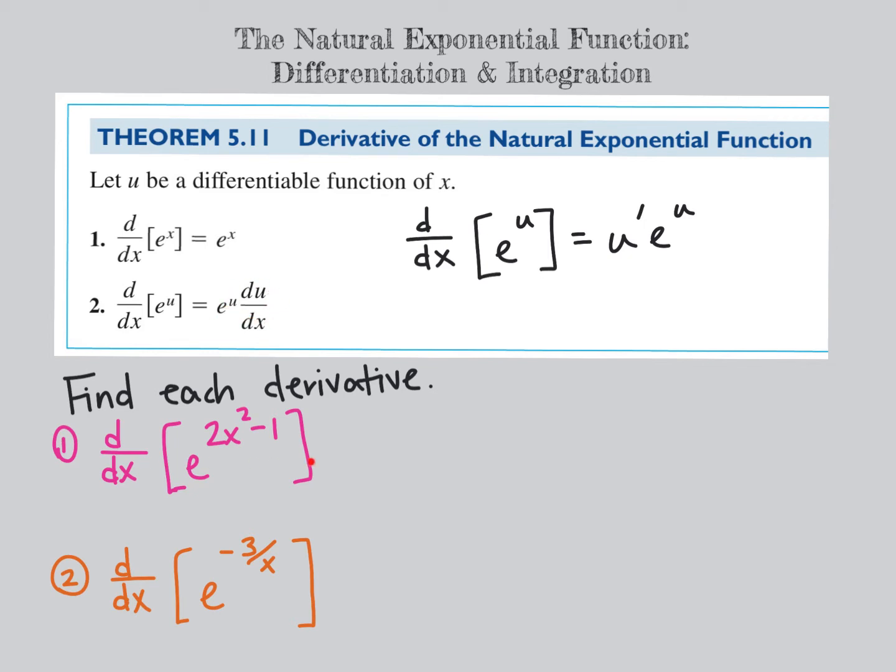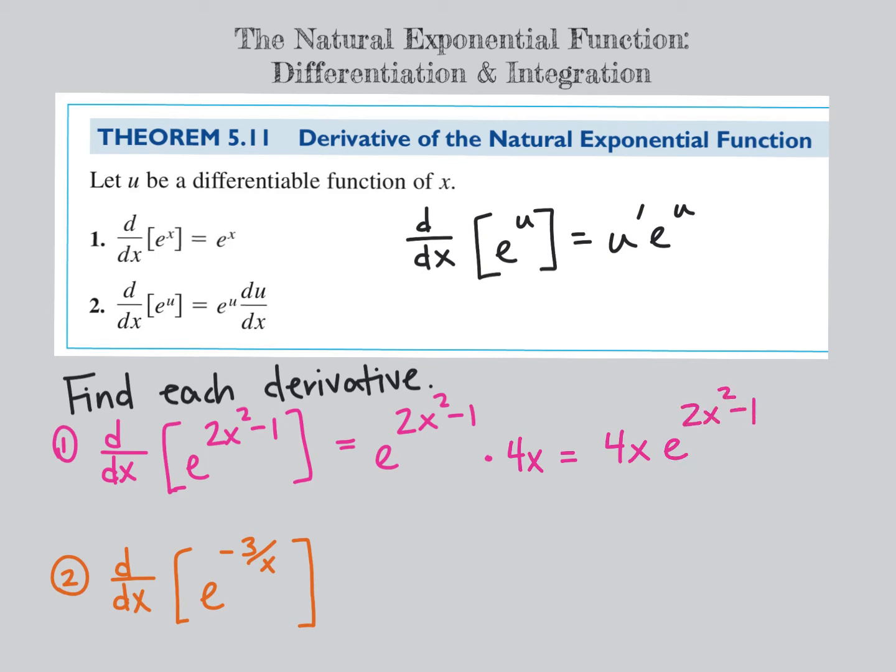All right, let's find each derivative. For number 1, we want to take the derivative of e to the 2x squared minus 1. So we are going to literally write out itself, e to the u. Here u is 2x squared minus 1. So we'll have e to the 2x squared minus 1. And then we need to multiply by the derivative of u, u prime or du dx, however you want to look at it. Well, the derivative of 2x squared minus 1 is going to be 4x. Now, usually we write e to the whatever last in an expression, so we can rewrite this in a cleaner way as 4x e to the 2x squared minus 1.